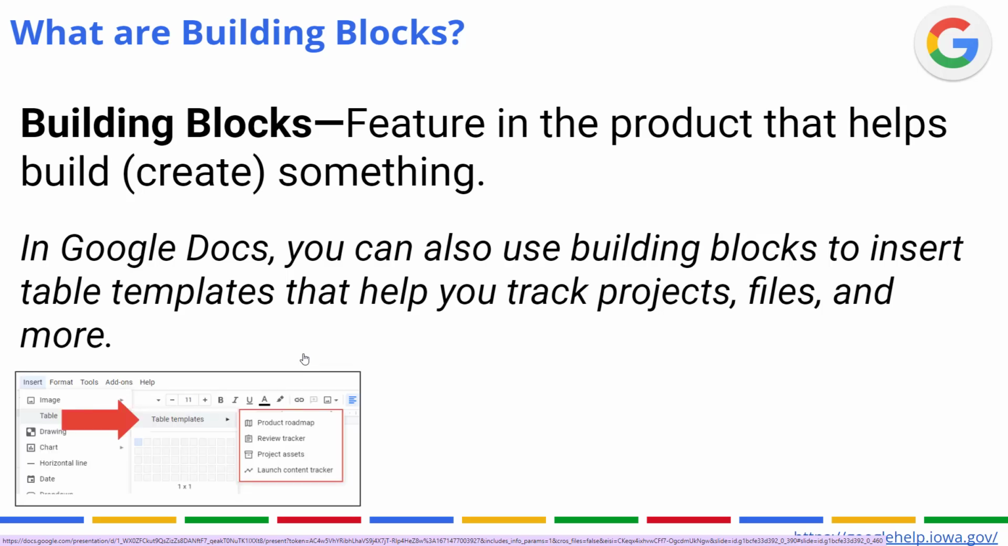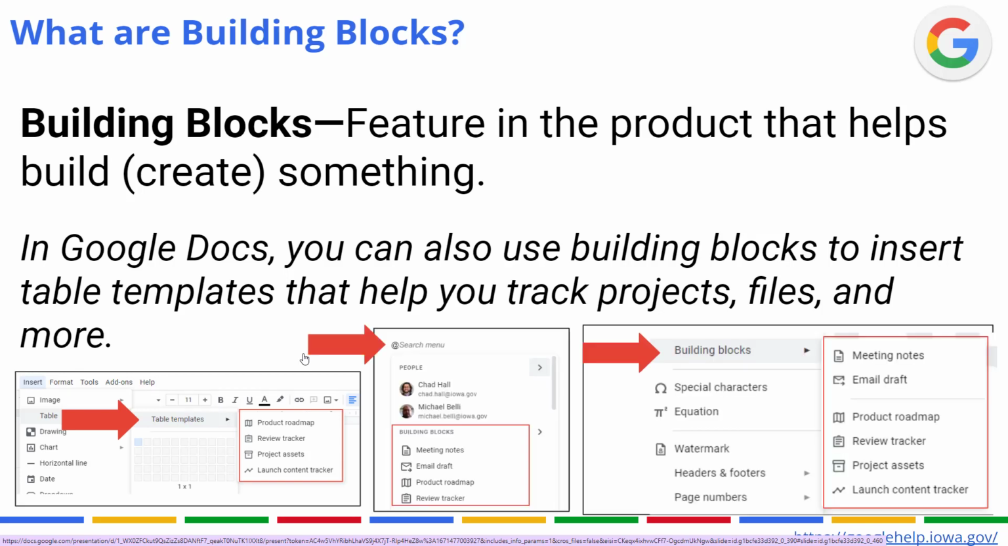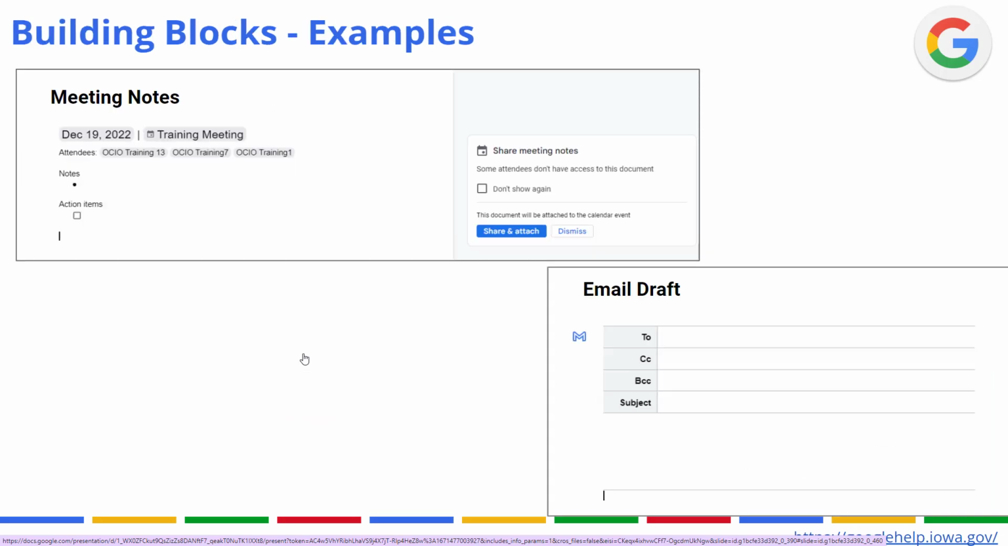You'll have seen in tables that you have product roadmap, view tracker, project assets, and launch content tracker. In Docs, you also have building blocks such as meeting notes and email drafts. You will also get familiar with the at search menu, which is a shortcut within Google Docs to get you to the people chips, the building blocks, and etc. Here are some examples of building blocks.